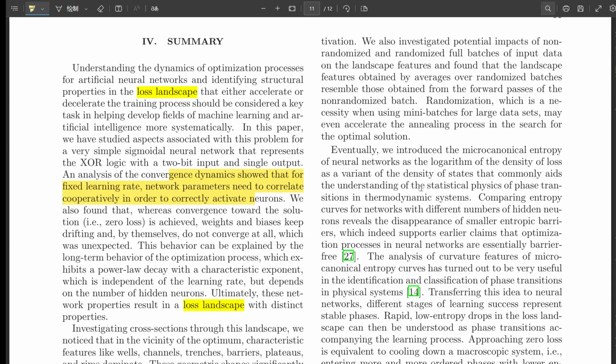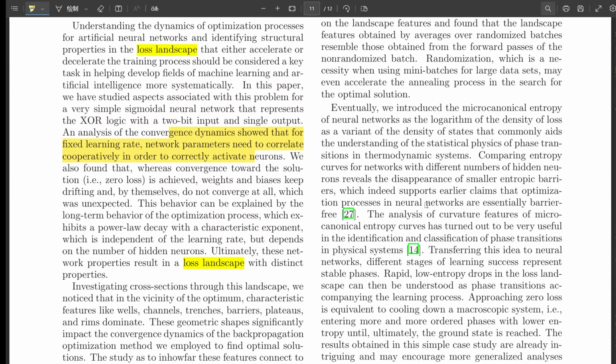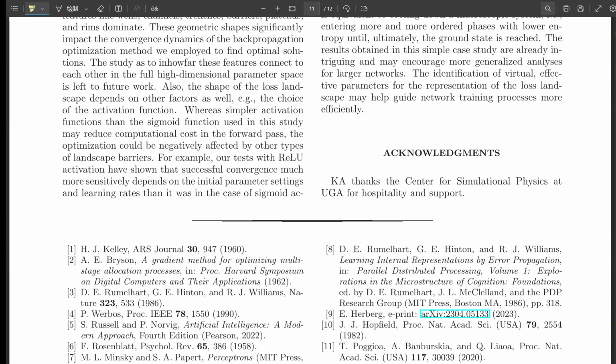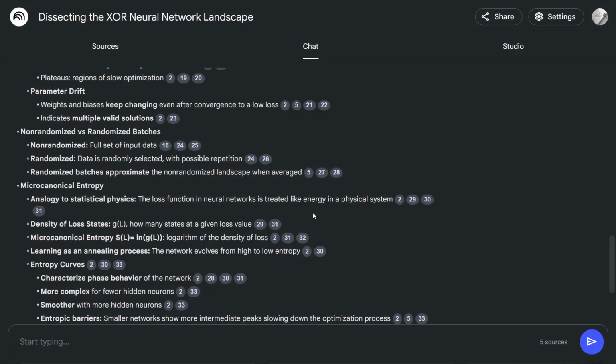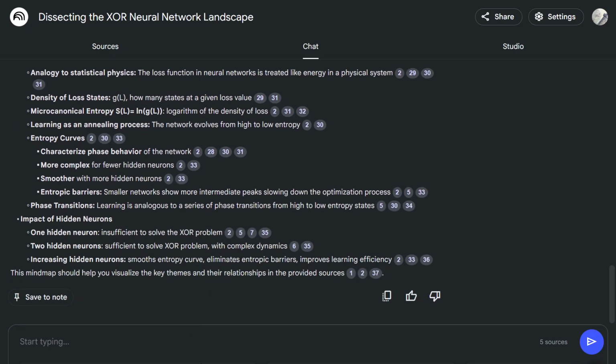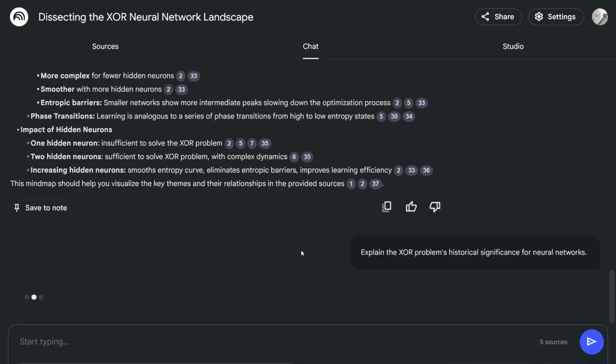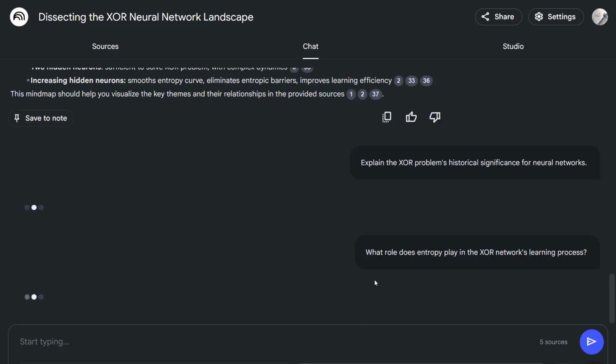Okay, think of the network's learning like annealing. It's like heating up a metal and then cooling it down slowly to make it stronger and get rid of defects. So the network starts with high entropy, lots of randomness, and as it learns, it goes to states of lower entropy, becoming more organized. Exactly. And they found that the entropy was highest at a loss of 0.5. That's when the network is getting half the XOR cases right and half wrong, a maximum uncertainty.